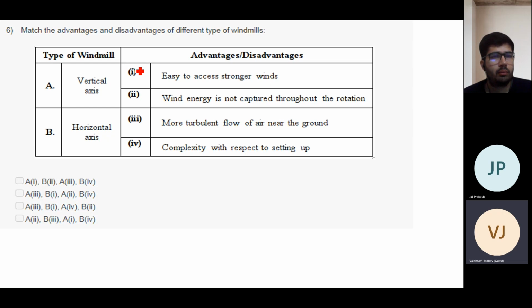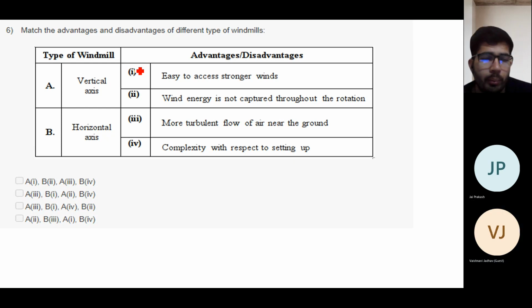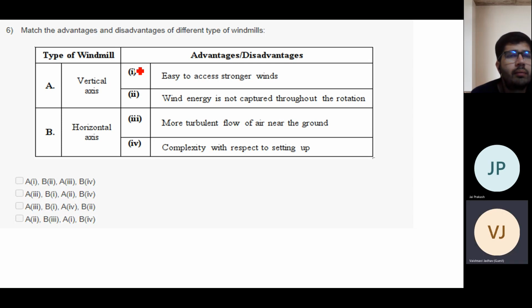Sir, is it option second? Second means A3, so vertical axis requires more turbulent flow of air near the ground. Okay, just rethink. I thought horizontal axis will have complexity with respect to setting up because the equipment is huge, and if it is offshore, then it is very complicated. And it is easy to access stronger winds in horizontal axis. So B will go for 1 and the remaining will go for A. This is how I thought.